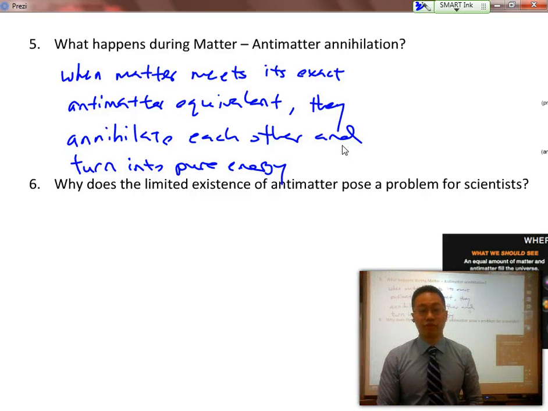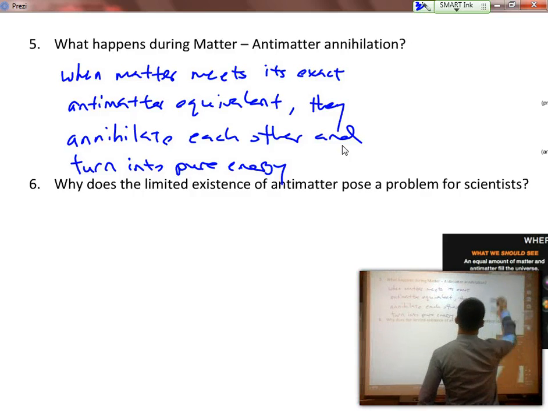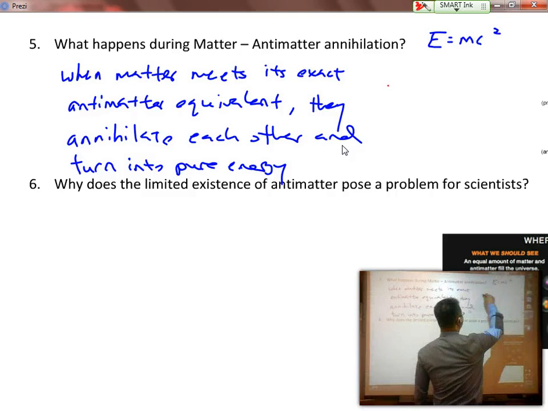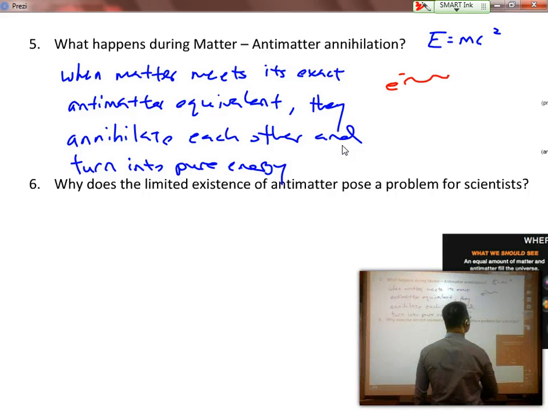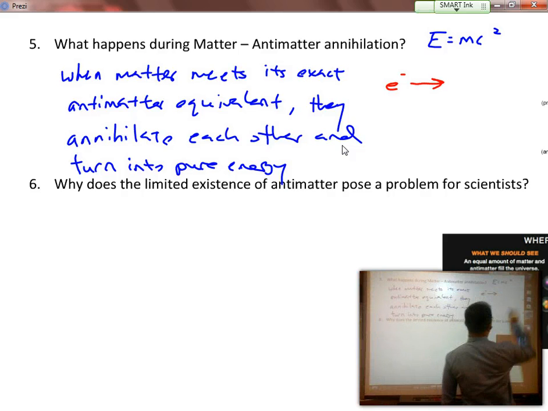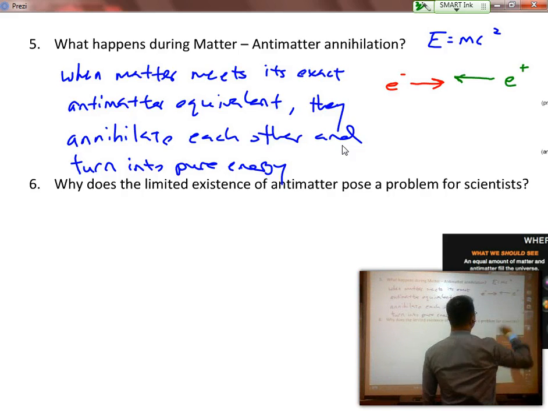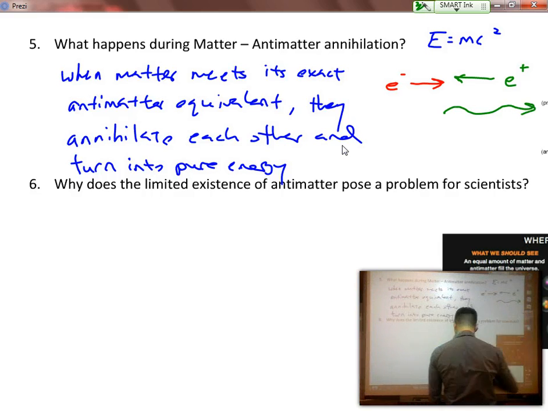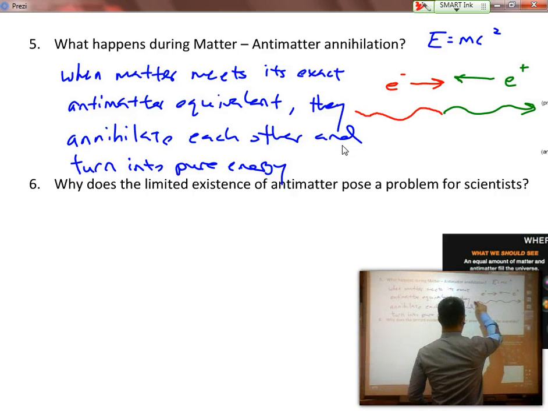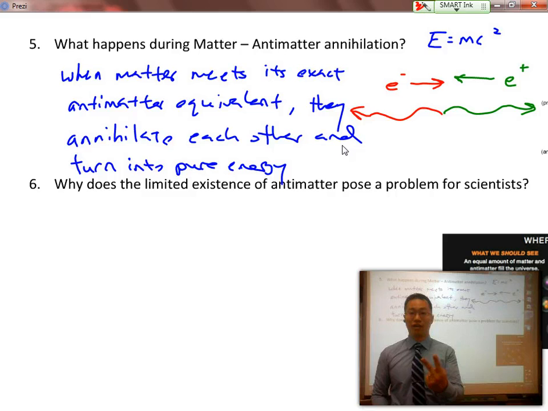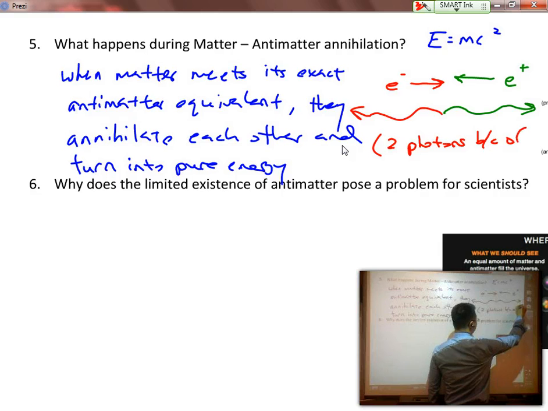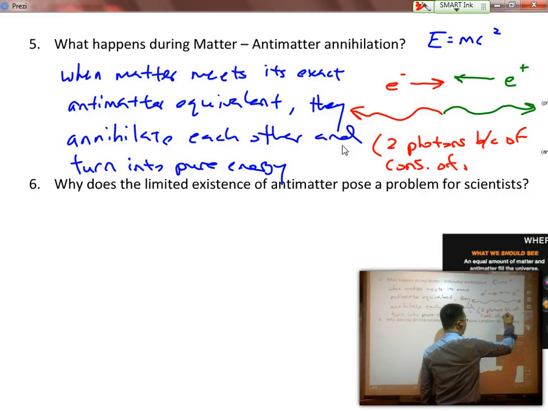you create photons, according to, of course, E equals mc squared. So if we had that electron traveling along, and it strikes that positron traveling along, okay, they blow up, and you create one photon going one way and one photon going the other way. Okay, there has to be a production of two photons because of conservation of momentum.